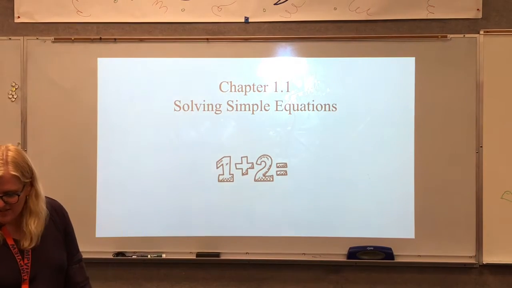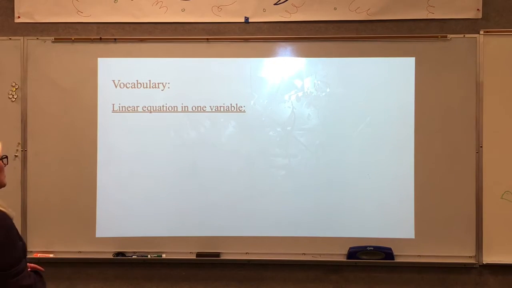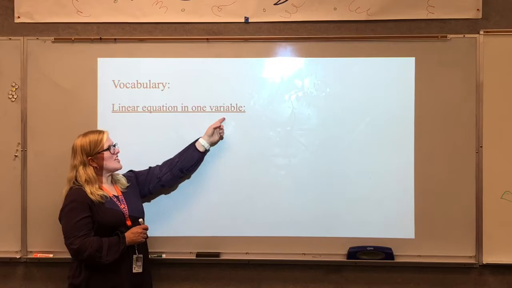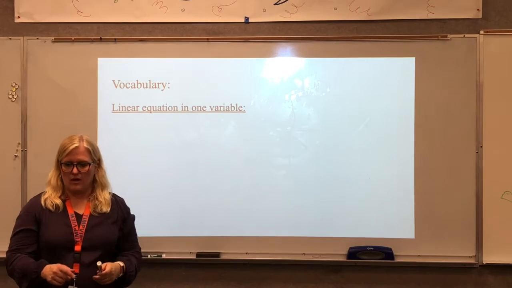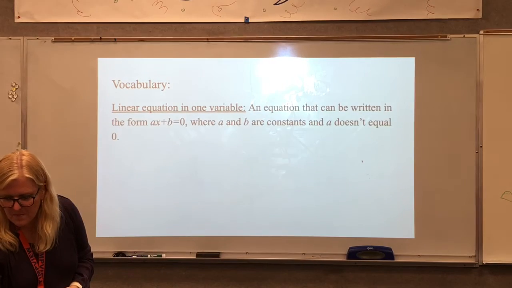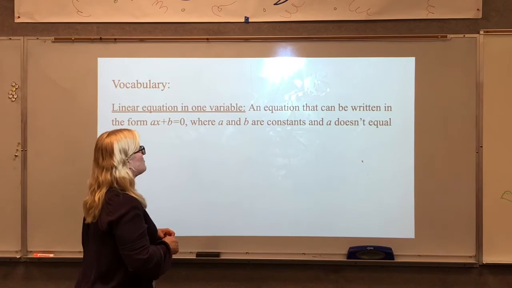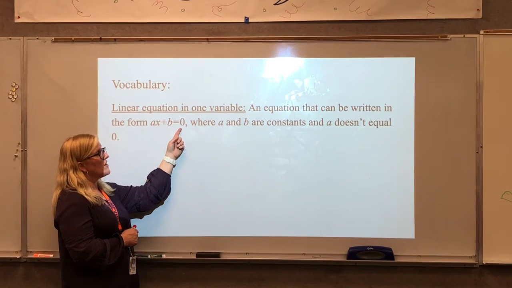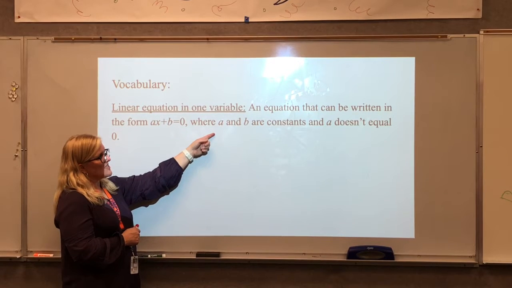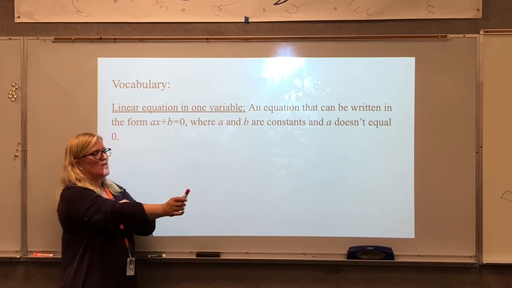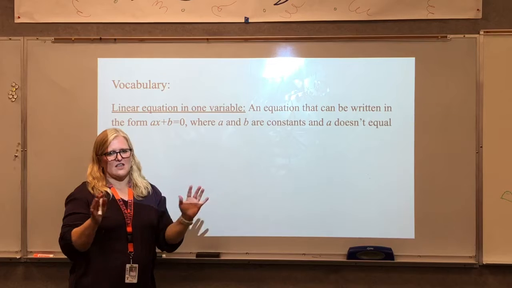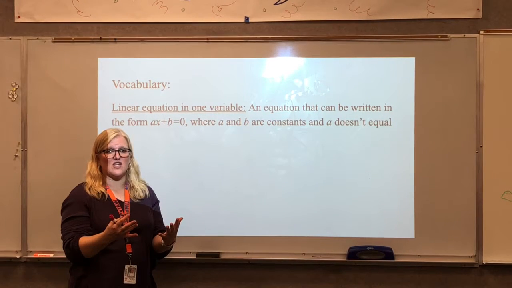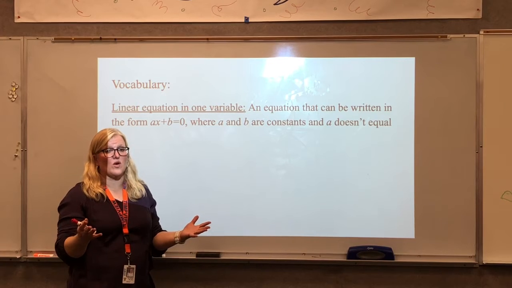All right, so just some vocabulary to start. We've got a linear equation in one variable. That is an equation that can be written in the form ax plus b equals 0, where a and b are constants and a doesn't equal 0. Now that's getting really, really complicated. And we have to give that definition because that really is the definition of what it is.